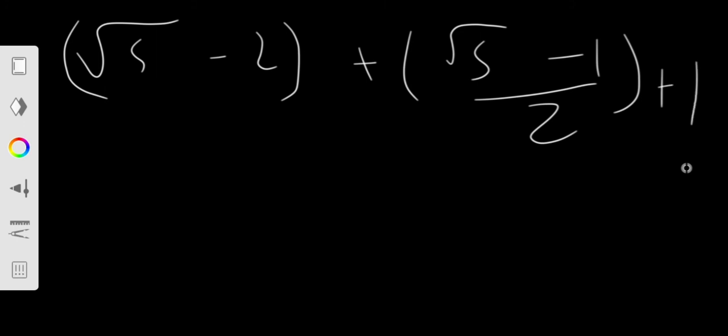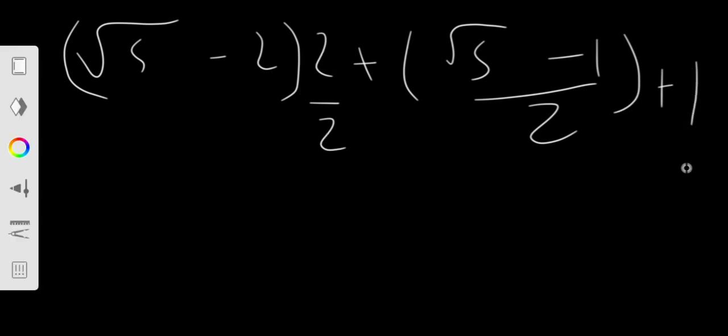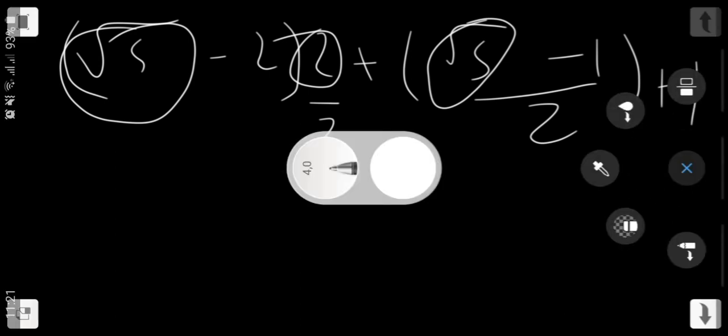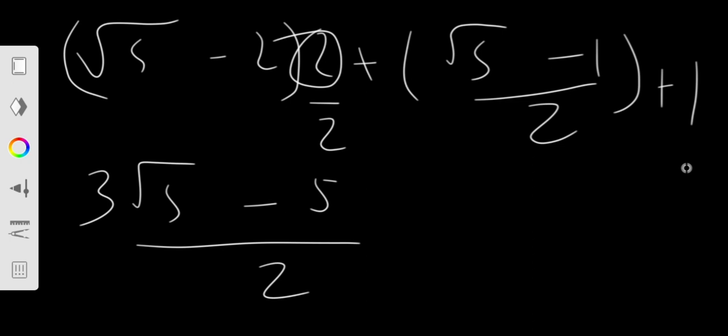So let's multiply here by 2 upwards and down so that we don't change anything. This is 1, I'm just multiplying by 1, so all good. Why did I do this? Because now I can sum both of these. So 2 square root of 5 plus square root of 5, so it will be 3 square root of 5, right? So 3 square root of 5. And over here, 4 minus 1 is minus 5, divided by 2.